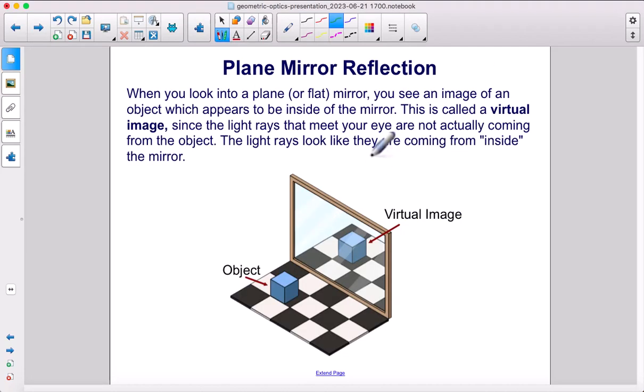When you look into a plane mirror, also known as just a regular flat mirror, you see an image of an object which appears to be inside the mirror. This is called a virtual image, since the light rays that meet your eye are not actually coming from the object. The light rays look like they're coming from inside the mirror.